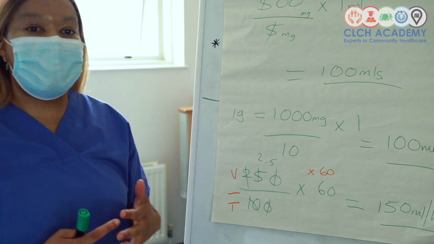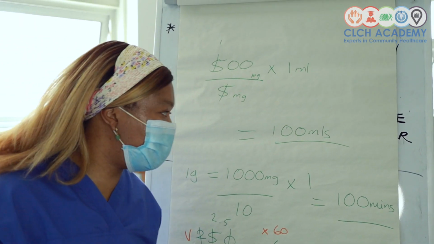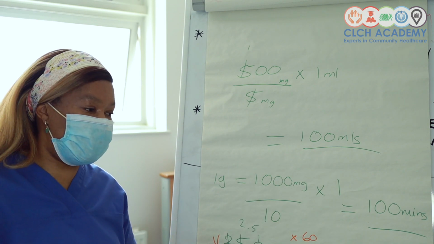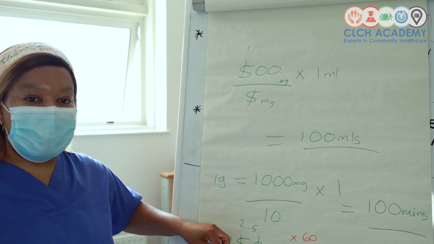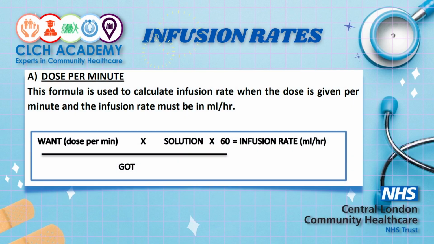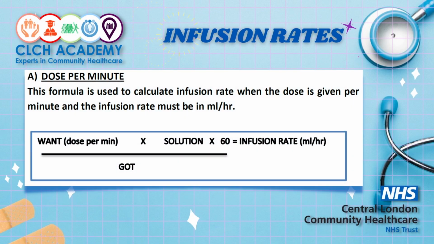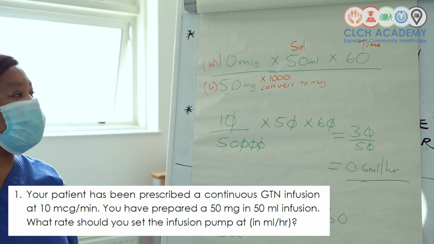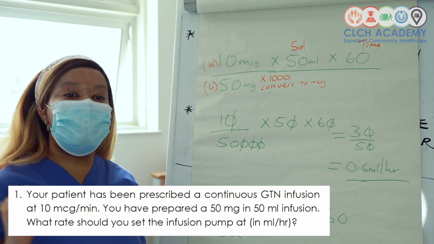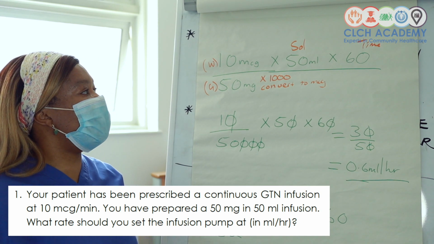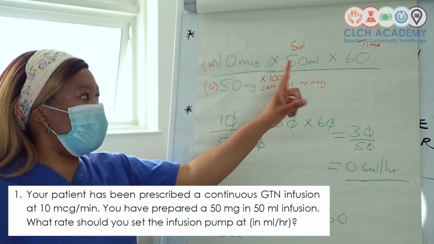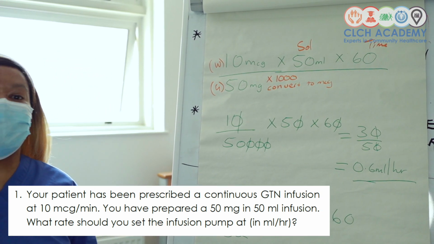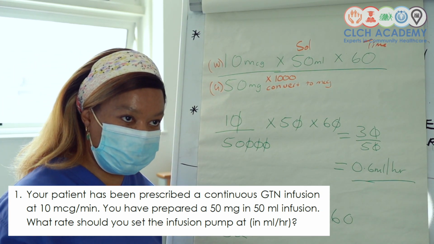So we've looked at rates, we've looked at concentrations. We're now going to move on to more complex IV infusion questions. The question states that you need to give some GTN at 10 micrograms per minute. You have prepared a 50 milligram in 50 ml solution. And the question is, what is your infusion rate in mils per hour?